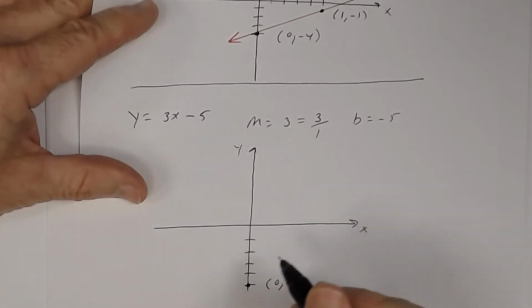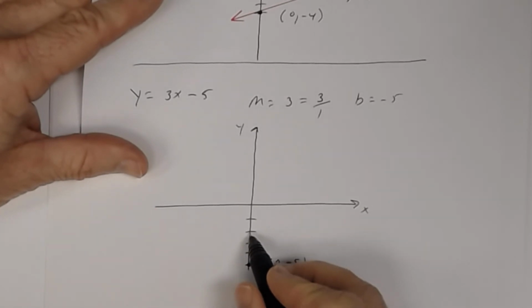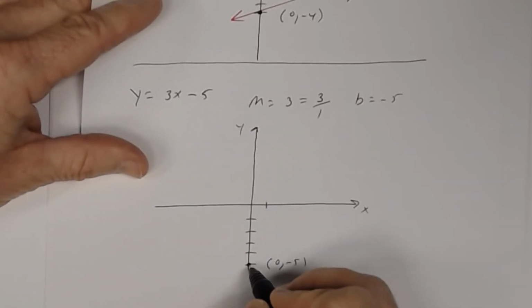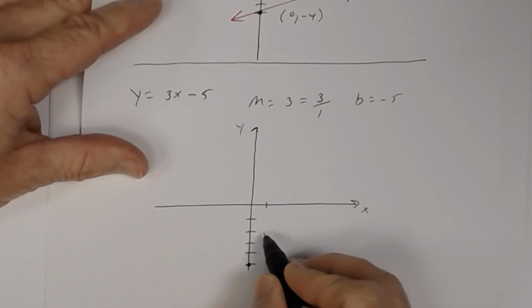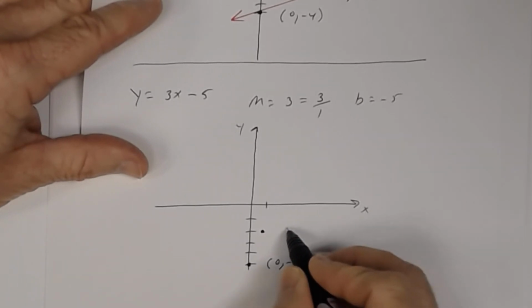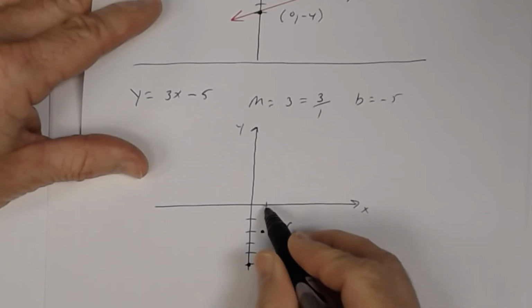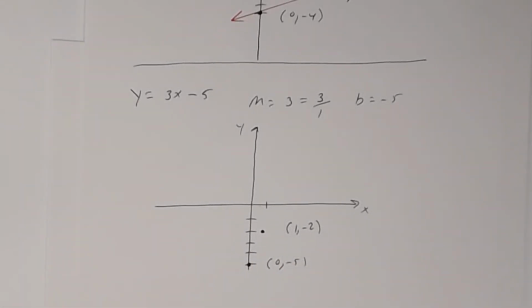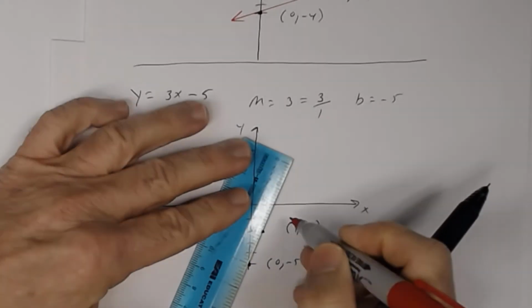And so you're going to go up 3. 1, 2, 3. And then to the right 1. So make sure you put the little tick mark here, 1. So again, 1, 2, 3, 1. And there's the other point. So that's going to be 1, negative 2. And then you draw your line, and that's it. And that's all you do.